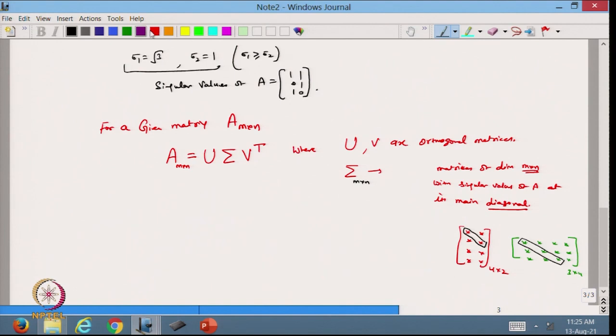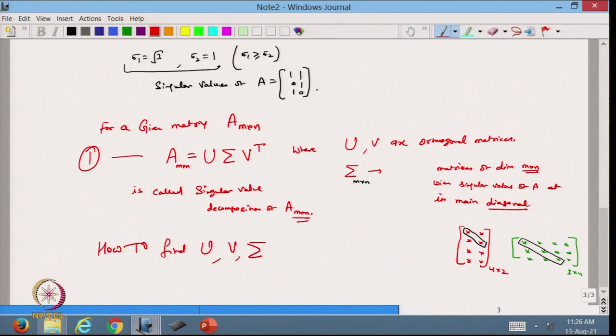And now, this is called the singular value decomposition of matrix A, that is of order m cross n. I just write this as equation number 1. So, let us see how to find U, V transpose. The next question is how to find U, V and sigma, all things we need to find. So, let us see that.